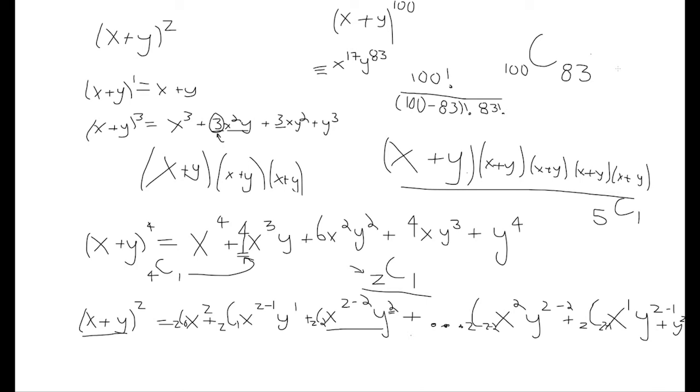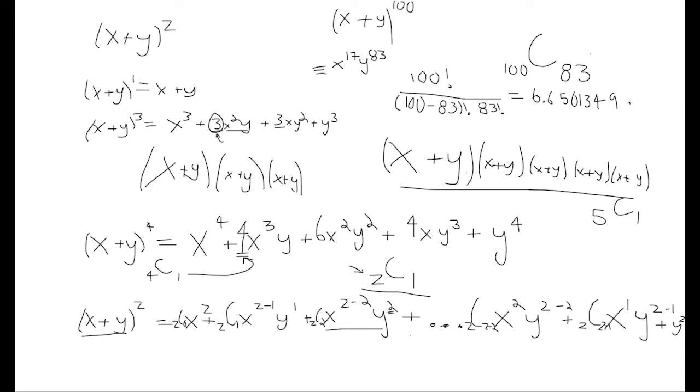And that actually turns out to be 6.6501349 e to the 18. I just used a calculator. So that's a really big number. That basically means it's times 10 to the 18th.